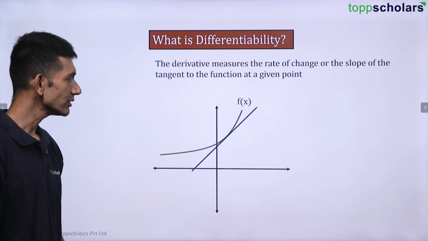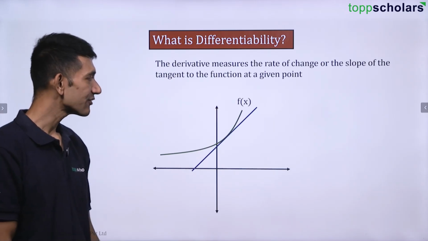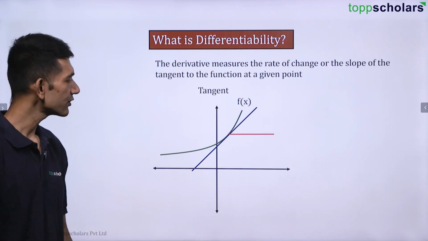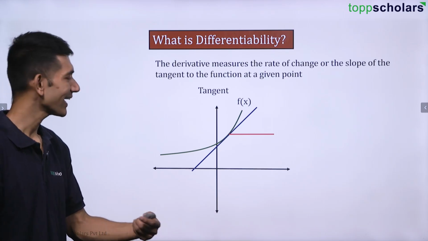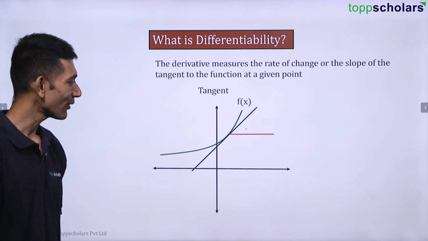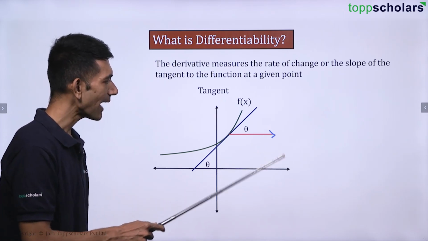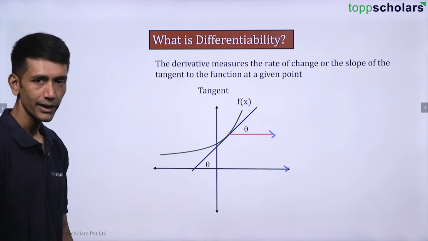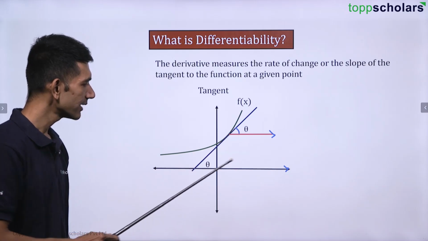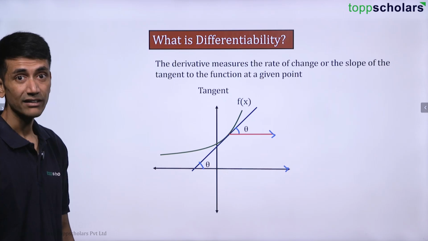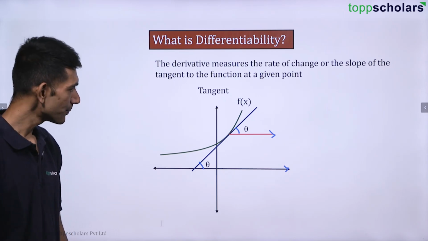So here we have a function and this line is a tangent to the function, correct? What is a tangent? A tangent is a line which intersects a circle, not necessarily a circle, but any curve, at only one point. Now this angle is theta. This line is basically parallel to your x-axis, correct? So if this angle is theta, can I say this is also theta? Because we have studied these corresponding angles in grade 9 as well.